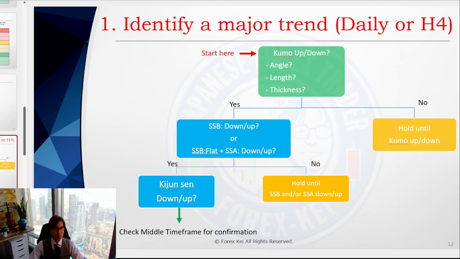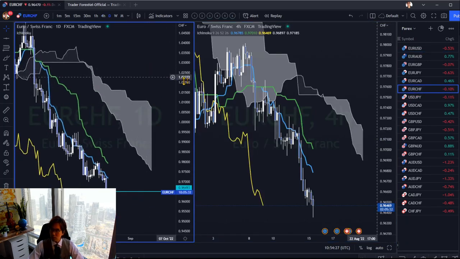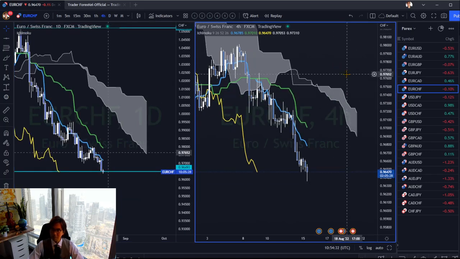Right, so let me show you a couple more examples. Let me pick another pair. Let's say, what about Euro Swiss franc? If you look at the Euro Swiss franc, this one is down, right? If you look at the Kumo angle, Senkou Span B again is above when it's bearish, and Senkou Span A is below. So the Senkou Span B angle is down, and the Senkou Span A angle is also down on the daily.